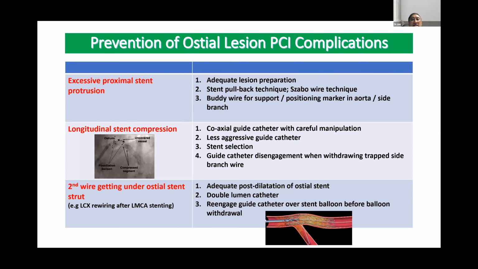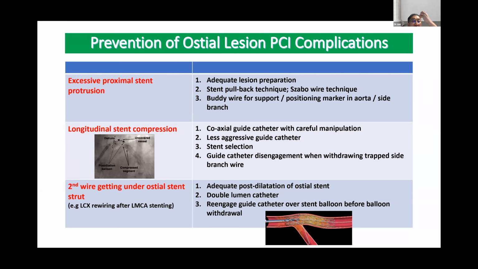And then the guide catheter disengagement when withdrawing a trapped side branch wire. That is the moment where this longitudinal stent compression is likely to happen because the guide catheter gets sucked in when we pull on the trapped side branch wire.